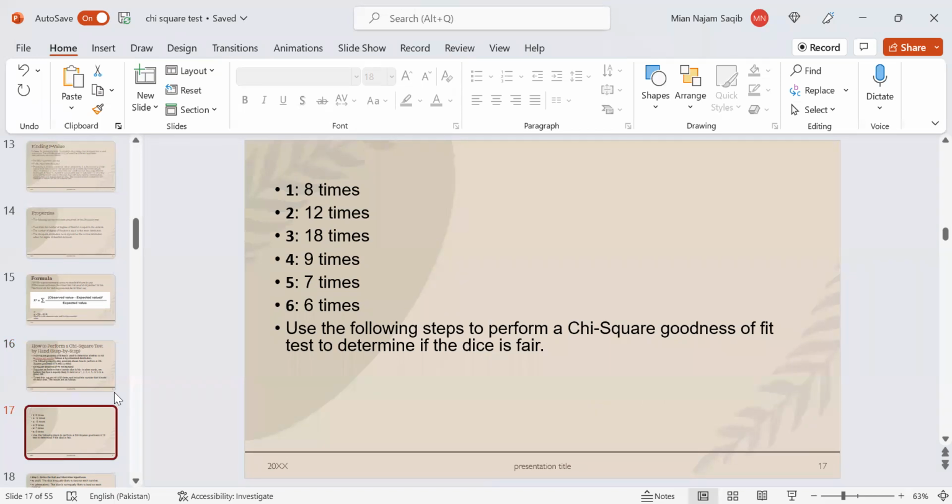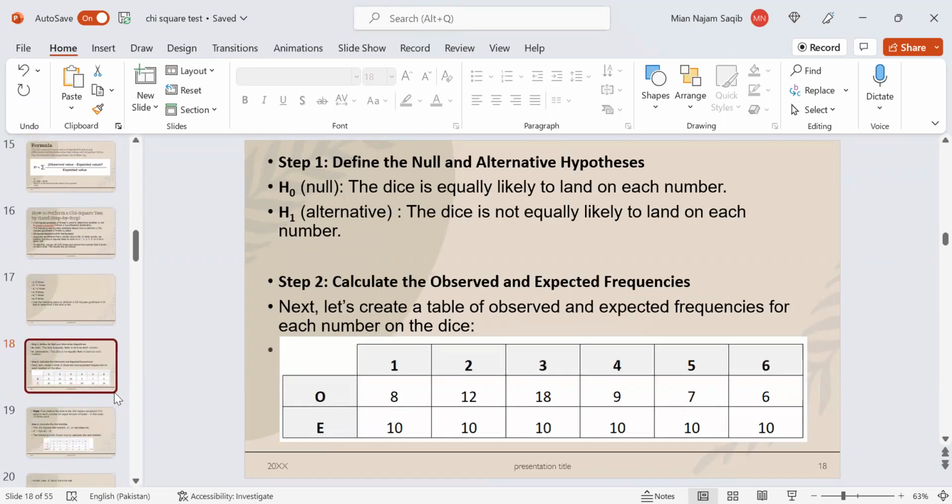Using the following steps to perform a chi-square goodness of fit test in order to determine if the dice is fair or not. Step 1. First of all, define the null and alternative hypotheses. The null hypothesis is that the dice is equally likely to land on each number, and the alternative hypothesis is that the dice is not equally likely to land on each number.